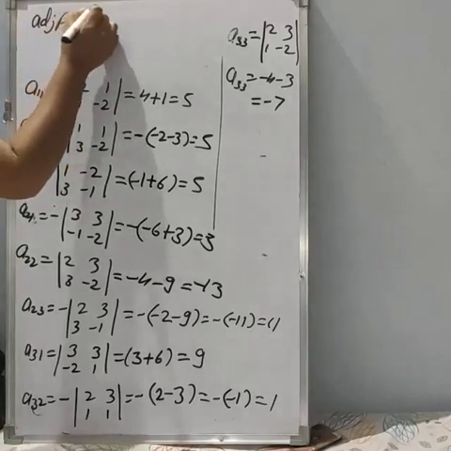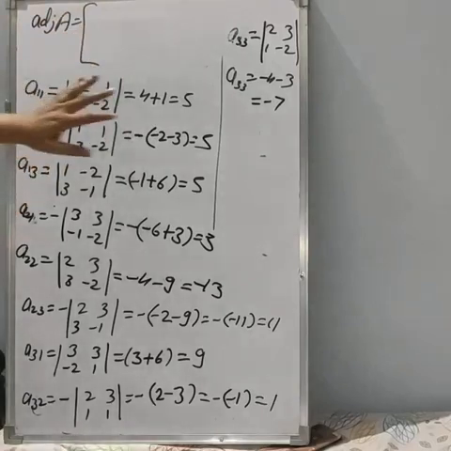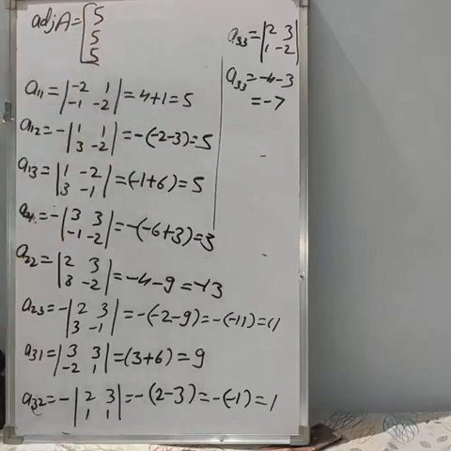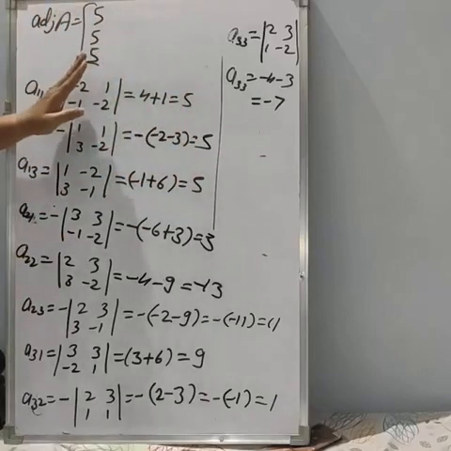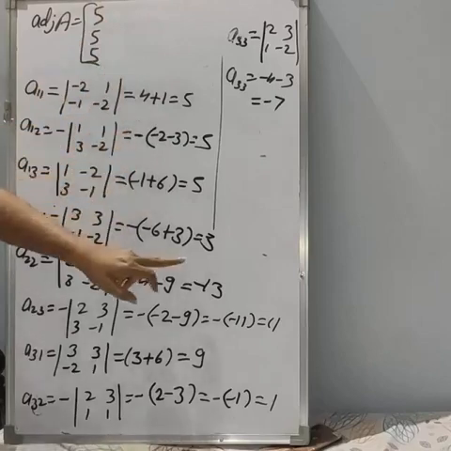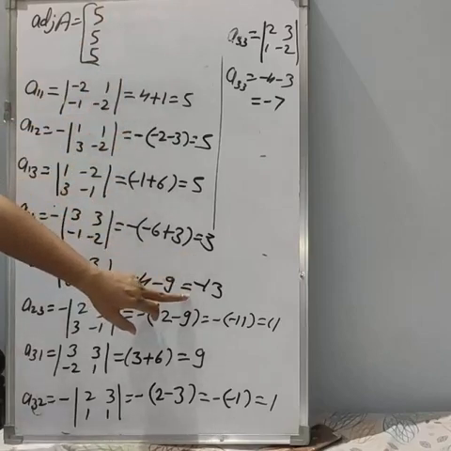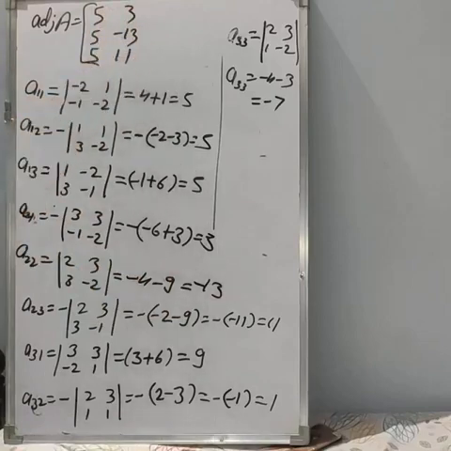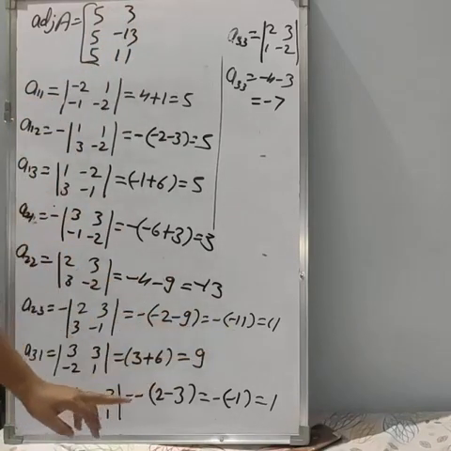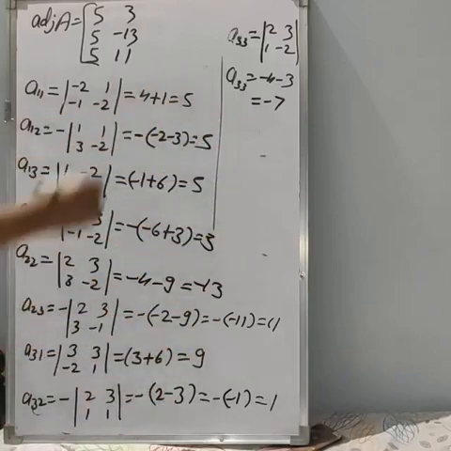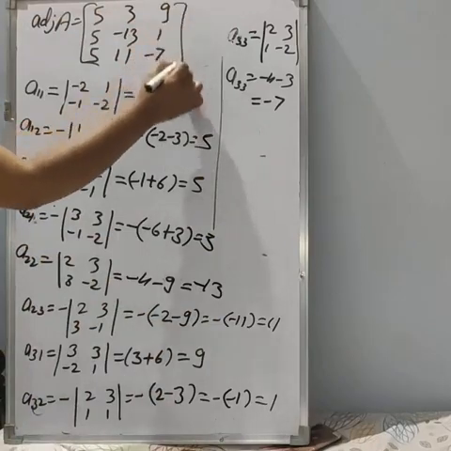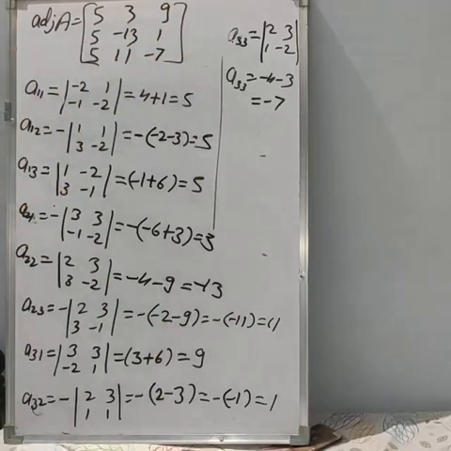The adjoint of A is given by, write down the first 3 elements as the first column. Don't write first row. The next 3 elements become the next column. So here we have 3, minus 13 and 11. Last 3 elements 9, 1 and minus 7, that is your third column. So this matrix is the adjoint of the matrix.